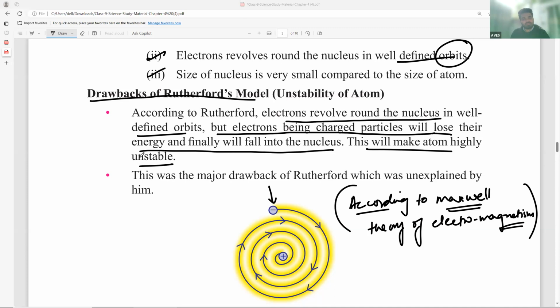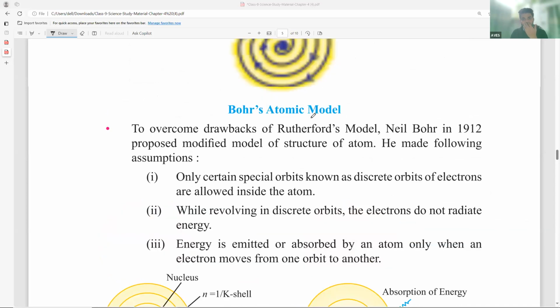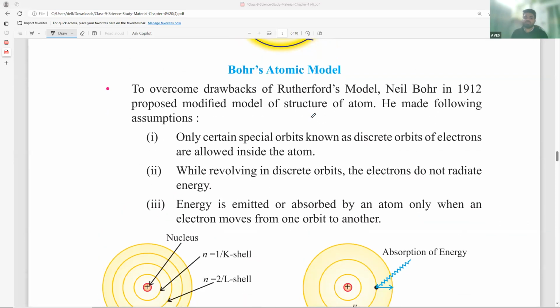Let's do the next part. Now the Bohr model comes into the context. So what was the Bohr model? Okay, let's see, the Azan is over. Just give me 2 minutes. 1 minute, wait.